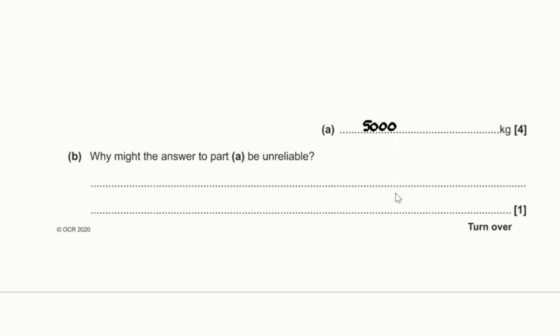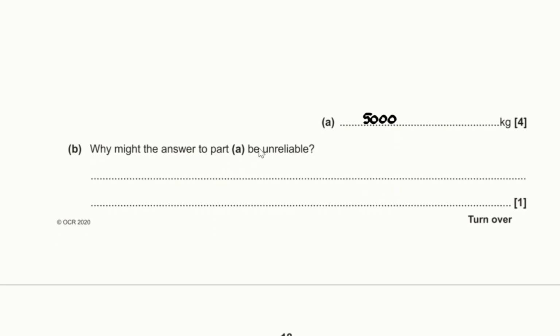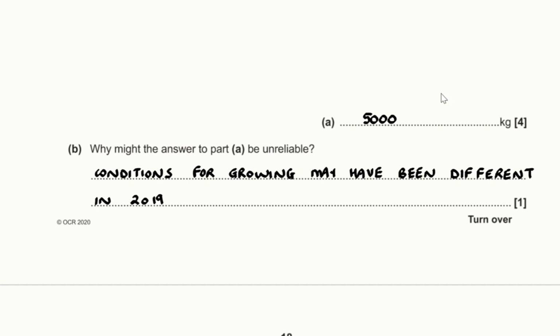Now, we have to explain for part B why the answer to part A may be unreliable. So, conditions for growing may have been different in 2019, such as extremes in weather, diseases in the carrots, etc.